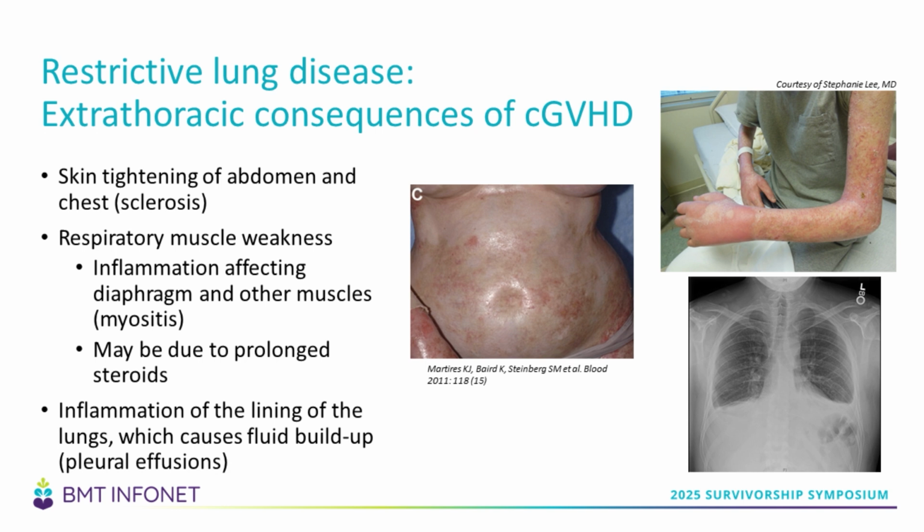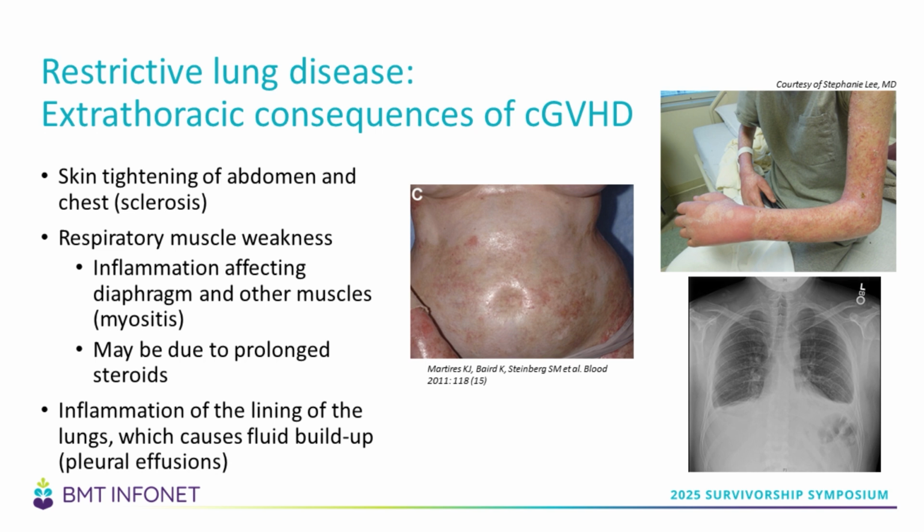And I also just want to mention that for those people who have sclerotic GVHD, this can really affect their breathing, primarily through skin tightening of the abdomen and chest. And then GVHD can also affect your respiratory muscles in the form of myositis. And also prolonged steroids for the treatment of GVHD can cause overall weakness and respiratory muscle weakness. So it can be very complex, people's shortness of breath and impairment. So these are all things that we take into consideration when we look at people's lung function as well.